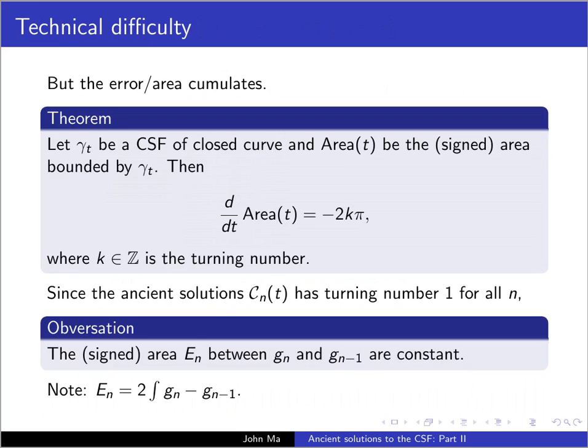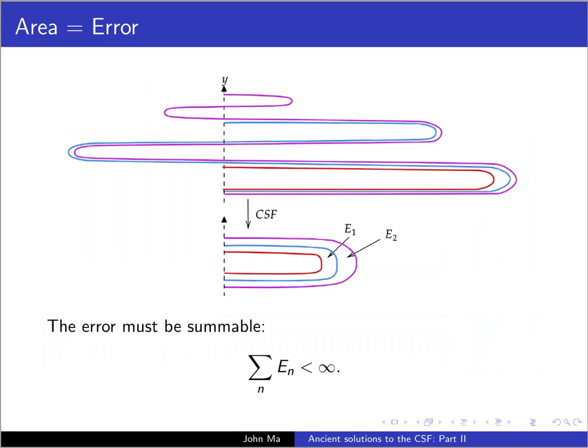Okay, so in particular, the sequence of Asian solutions, those Cn's, they all have the same turning number. So that means the area bounded between one and the other is actually constant, because they are subtracting the area. Okay, and k is the same for all n. So this error, the area bounded between those two functions, Gn and Gn minus 1, will stay there forever. They are not going away.